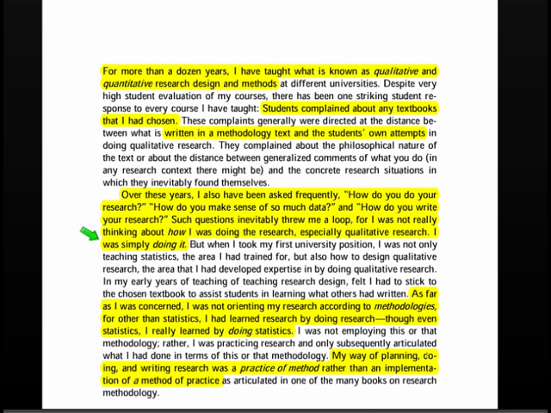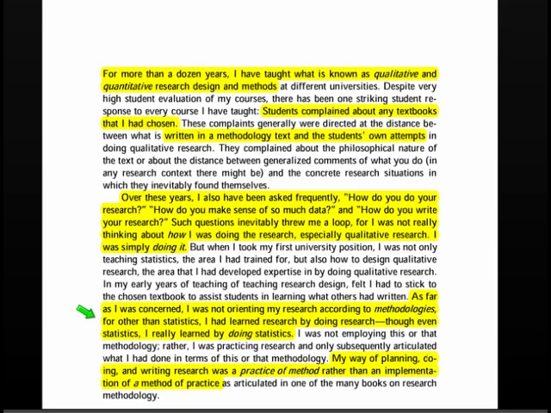And then as he started reflecting on his own teaching practice, what he realized was that in the area of statistics, which he taught, the way he learned statistics was not by looking at methodological textbooks, but really by applying the statistics to the research that he was doing. So he learned by doing.